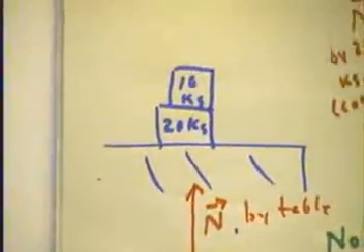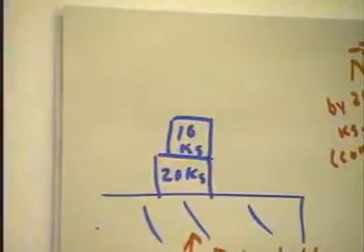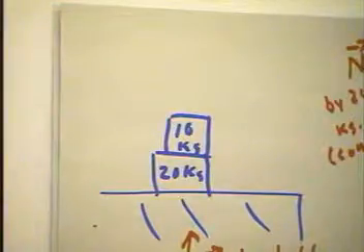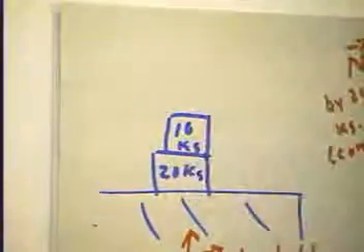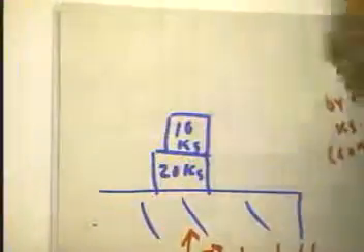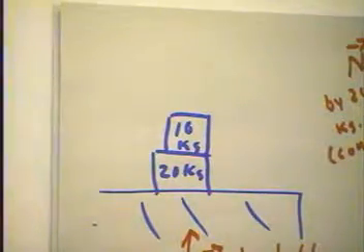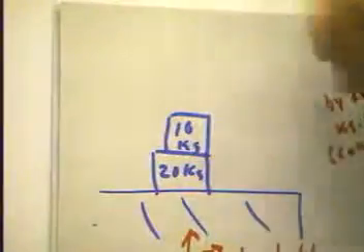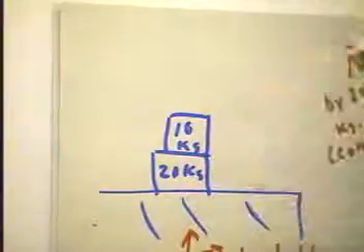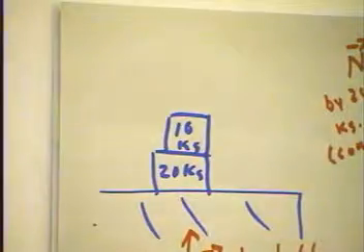Well, let's go back up here for a second. If we think about it, the table is supporting both blocks essentially. So if we regard the two blocks as one entity, there's 30 kilograms pushing down on the table, and there's an elastic force in response to that 30 kilogram push. The table bends a little bit and pushes up with a 30 kilogram elastic force. And that's the normal force that's exerted by the table against the total block, the total of the two blocks.